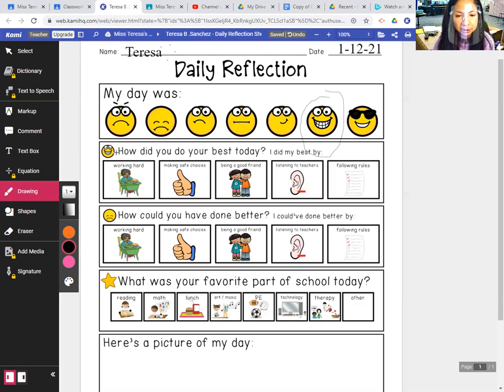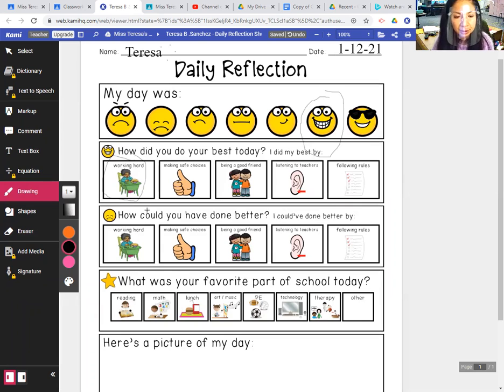Okay, and how did you do your best today? I did my best by 1, working hard, 2, making safe choices, 3, being a good friend, 4, listening to teachers, or 5, following rules. I was working today. Were you? I am going to circle working hard because I was working. And I know there's a couple other students that were working hard today, but if you weren't working, that's okay. You can circle something else, like maybe following the rules or listening to your teachers at home, your parents, or being a good friend or making safe choices.